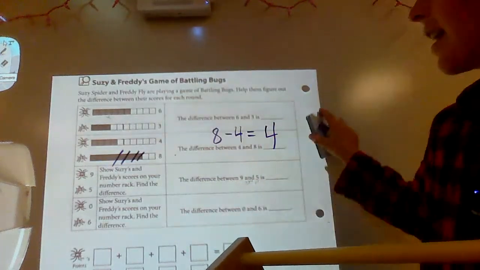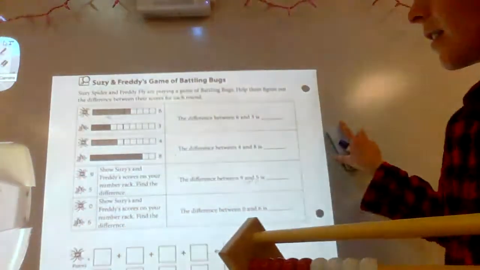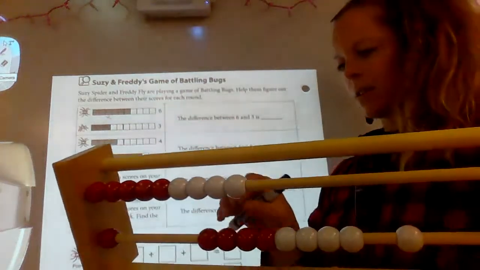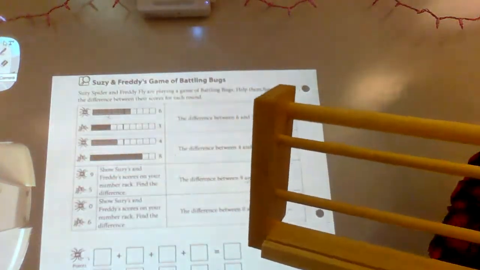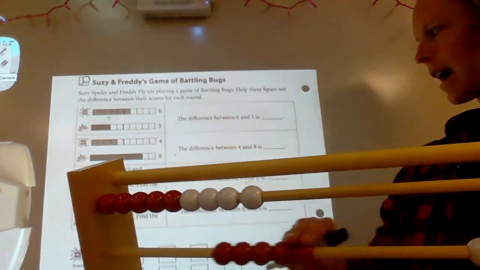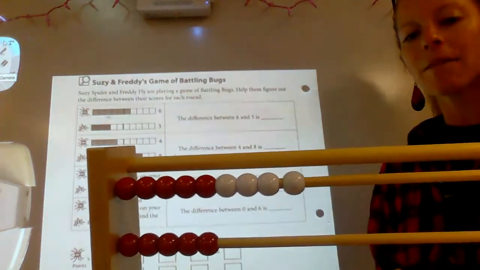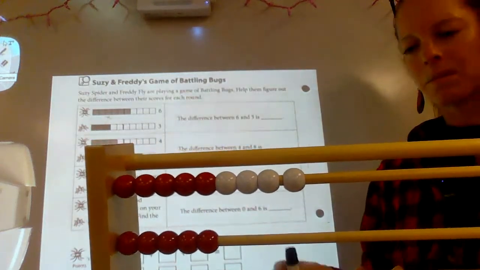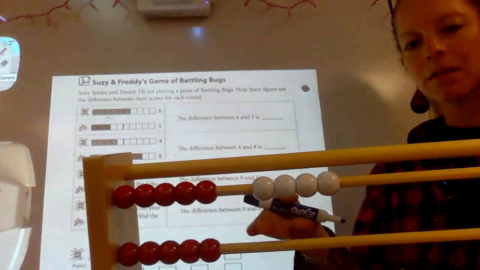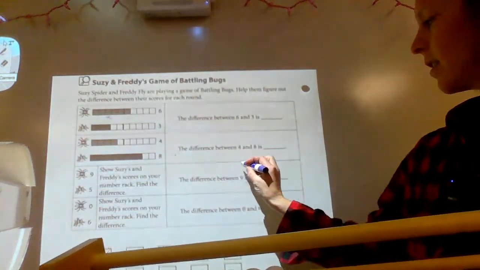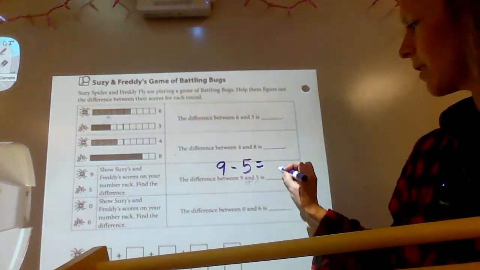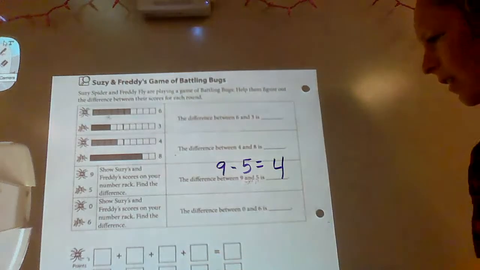Okay, let's take a look at the next one. We have Susie's score of 9, and Freddie had 5. What's the difference between 9 and 5? I look to where they're equal. What's the difference? 4. So again, the equation would be 9 minus 5 equals 4.